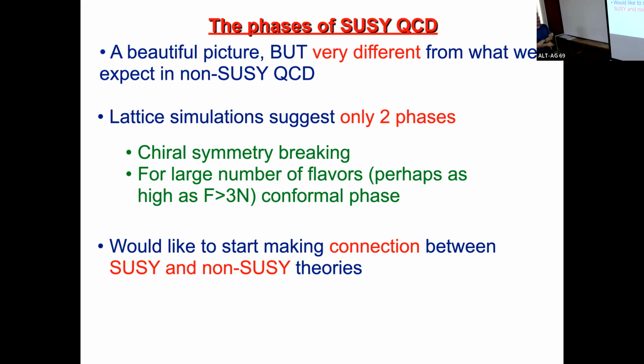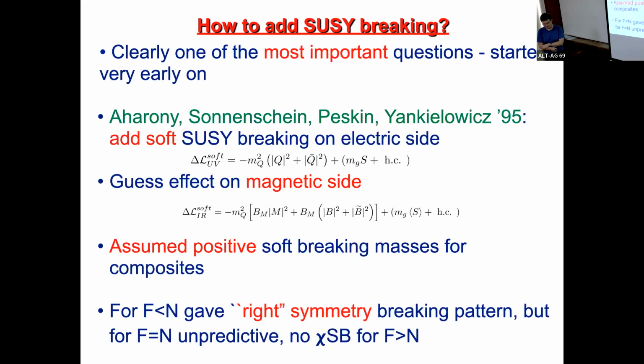Very good. So we would like to start making some connection between the supersymmetric and the non-supersymmetric theories. Yes. So of course, what you want to do is start adding supersymmetry breaking to Seiberg duality and start calculating what the phase of those theories are going to be.